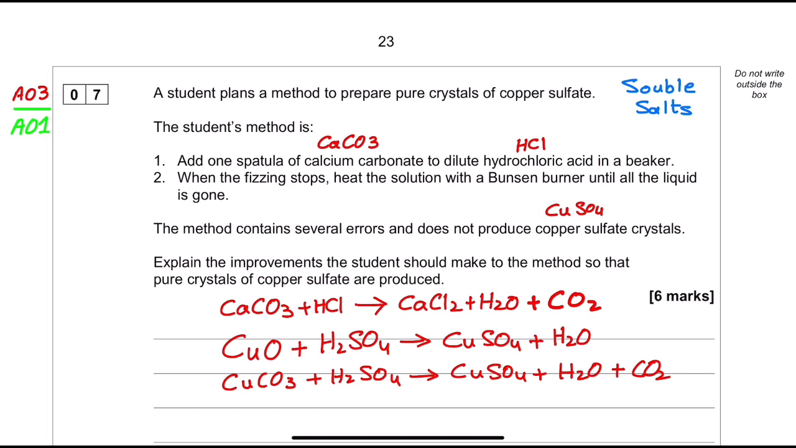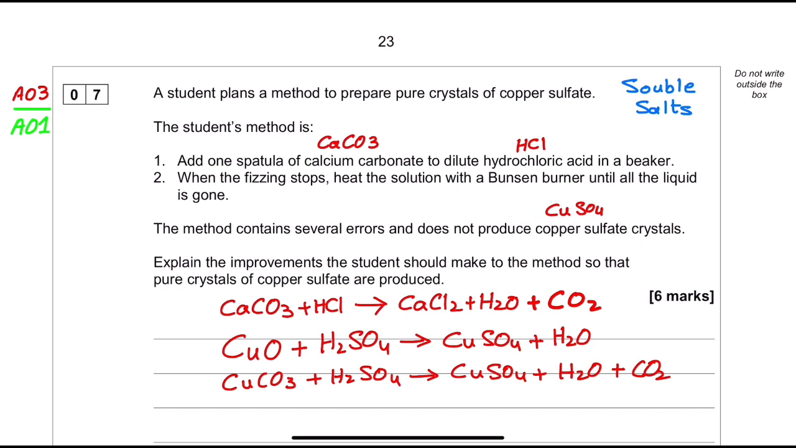The student uses calcium carbonate and hydrochloric acid to produce copper sulfate. Calcium carbonate has calcium as a metal, whereas the required compound is copper sulfate. It needs copper metal. The first error is that calcium carbonate cannot produce copper ions and hydrochloric acid will not produce sulfate ions. In this neutralization reaction, we can't get copper sulfate.